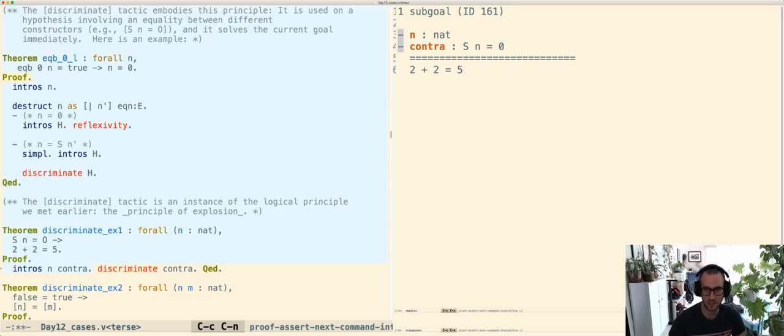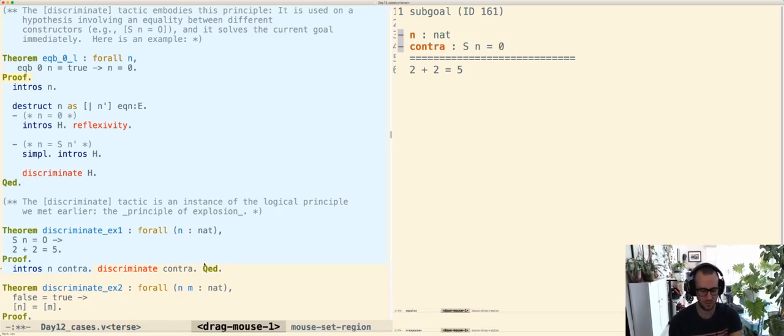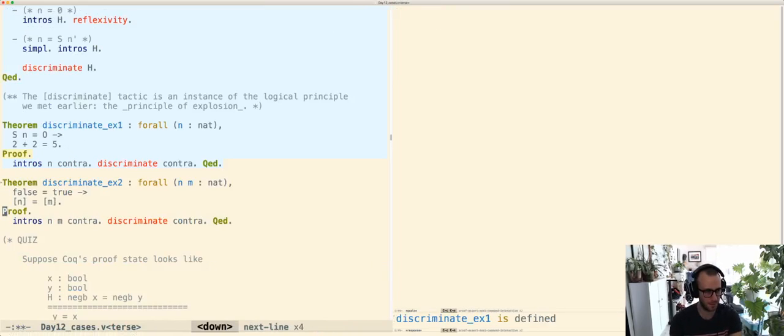Suppose there is a natural number n such that S of n equals 0. Let's prove that 2 plus 2 equals 5. Well, 2 plus 2 equals 5 if you assume that successor of n equals 0. Sure, right? Don't even joke about this. Not even this, right? Discriminate contra. Blow it up. Okay, let's do it.